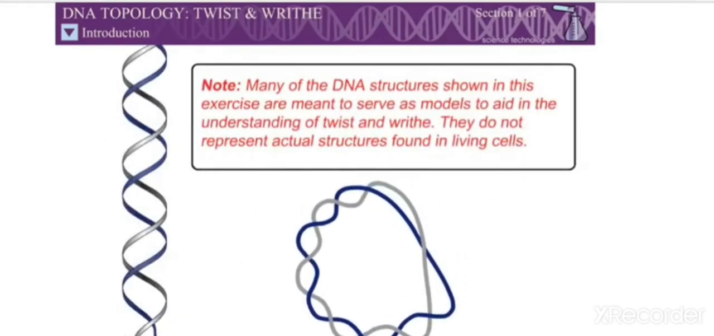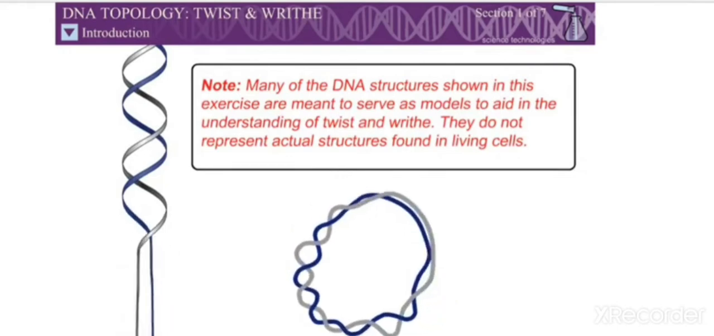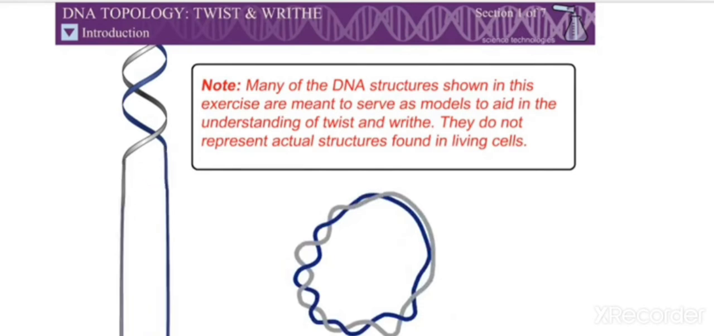Many of the DNA structures shown in this exercise are meant to serve as models to aid in the understanding of twist and writhe. They do not represent actual structures found in living cells.